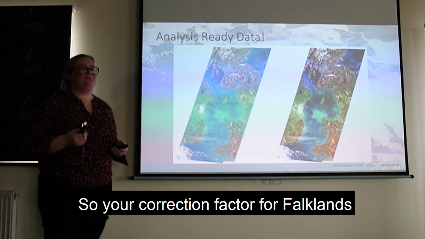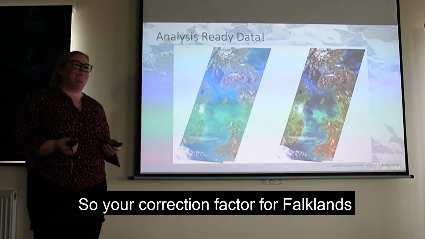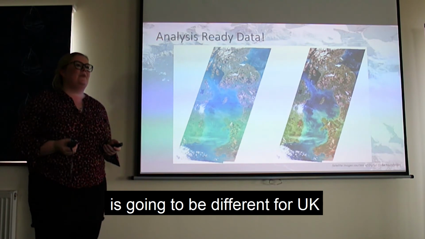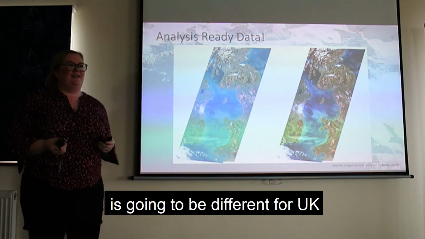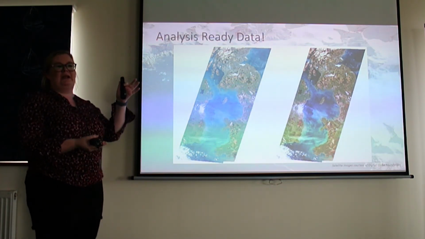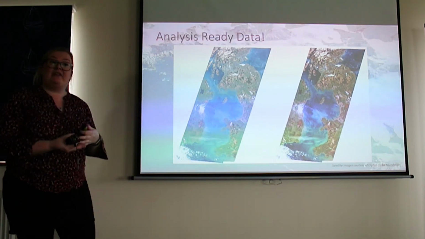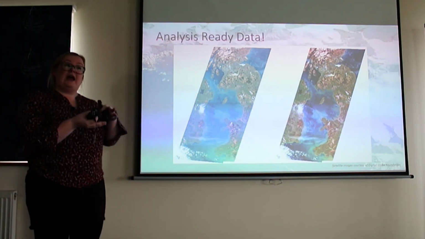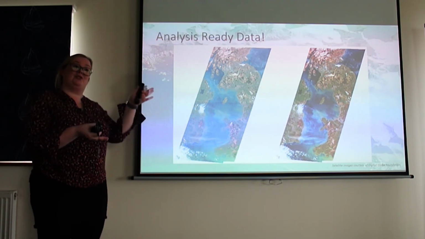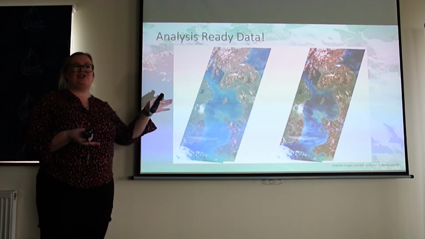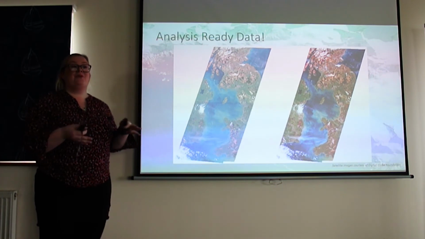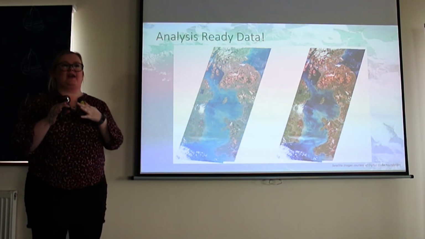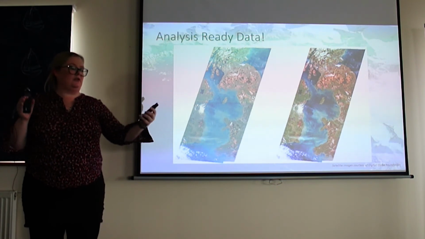So your correction factor for the Falklands is going to be different for the UK. Yes, exactly, because your atmospheric column is completely different, or it might be very, very similar, but you need to know what that is. Then you need to apply that specific set of parameters to the model to get the atmospheric correction that's most suitable for your area, which is why I'm an advocate of doing it at a much smaller scale as opposed to doing it on a global scale.